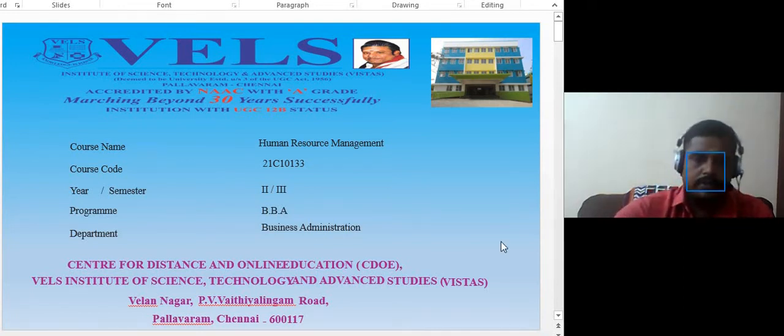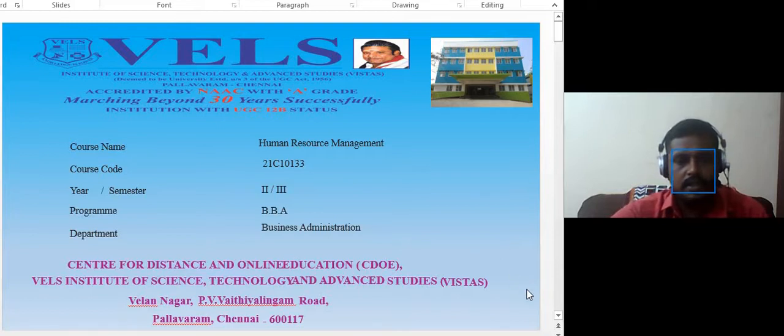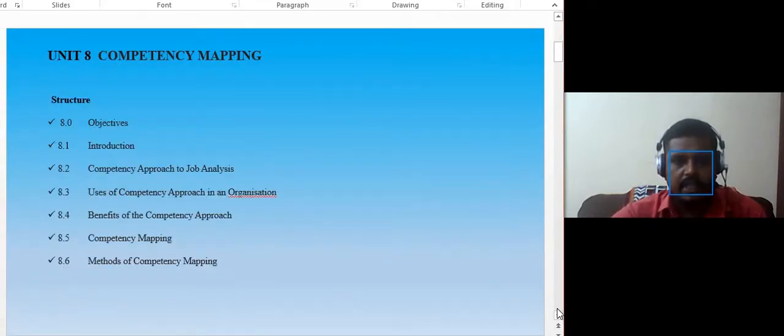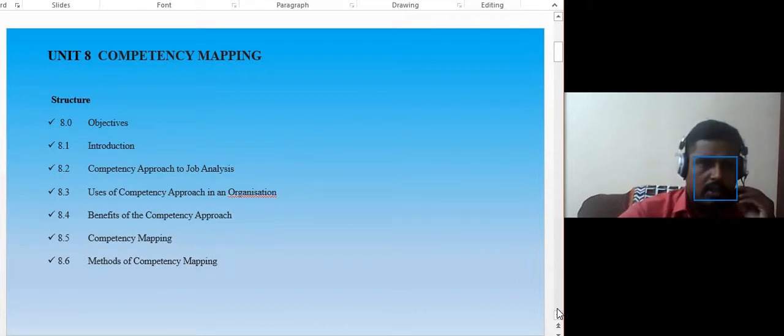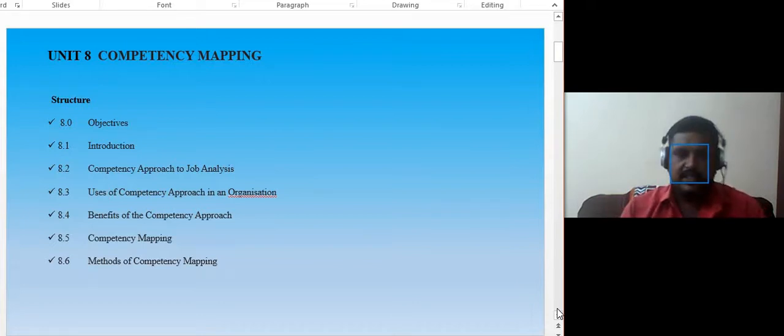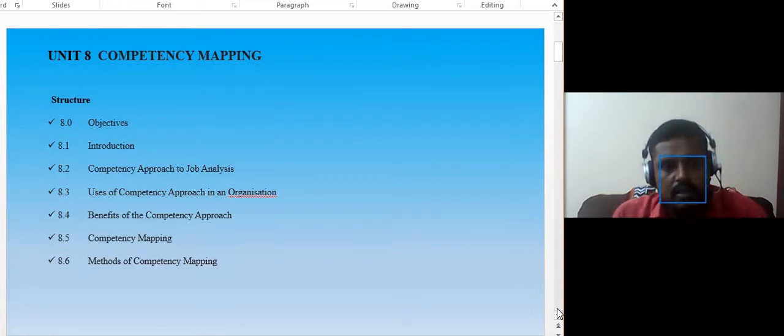Hello students, in this session we are going to discuss Unit 8. Unit 8 generally talks about competency mapping. This unit will definitely be very useful to the individual employees as well as the organization. There is no doubt in that.